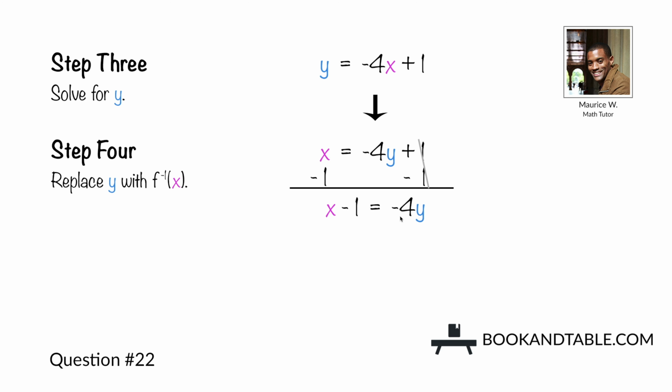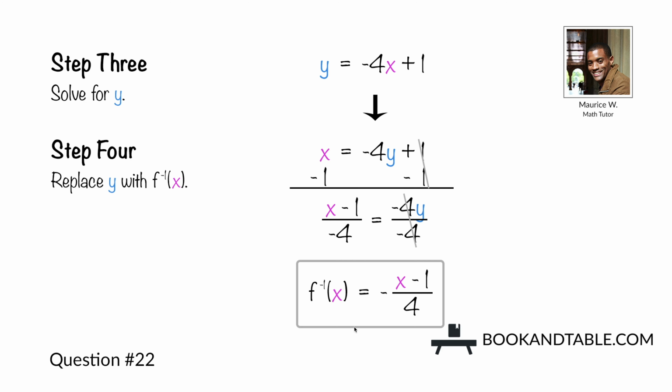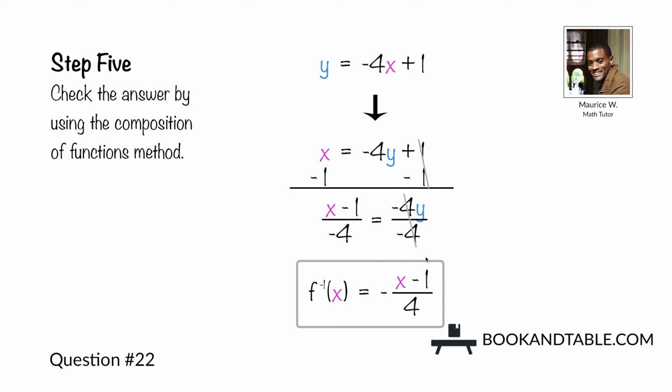And now to remove this coefficient of negative 4, we divide both sides by negative 4, showing us y is equal to negative x minus 1 over 4. And now that we've solved for y, we can replace this y with the inverse function. So we find that the inverse is equal to negative x minus 1 divided by 4. And we can check the answer by using the composition of functions method.